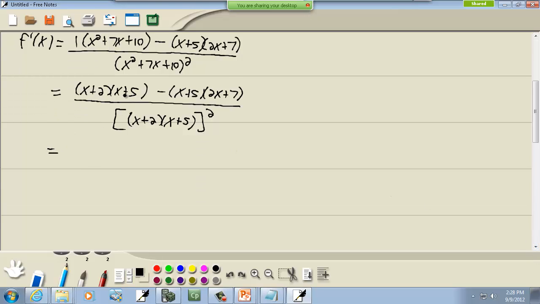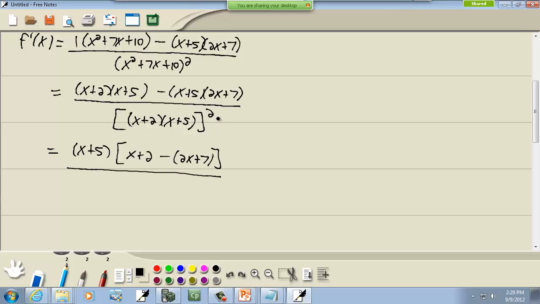Now on top part, since they have an x plus 5 in common, this is one group and this is another group. That's because this times this, that's considered one group. The minus is what separates the groups. We'll factor out an x plus 5, and that'll leave us x plus 2 minus, and then 2x plus 7 inside of parentheses.